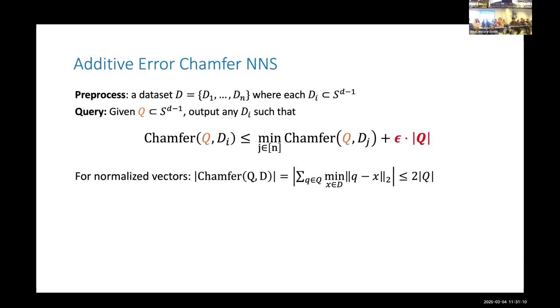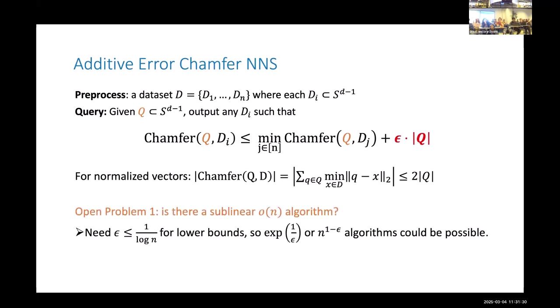Now, the first thing to note is that the lower bound on the prior thing only needed these query sets to have size at most log n. So the second that epsilon is less than 1 over log n, you're somewhat solving the multiplicative problem here. So we can't hope for algorithms that are polynomial in 1/epsilon, and this is still an open problem, and this is the first open problem I want to mention. One could naturally hope for algorithms that are exponential in 1/epsilon, or even, let's say, n to the 1 minus epsilon, for this additive error chamfer nearest neighbor search.